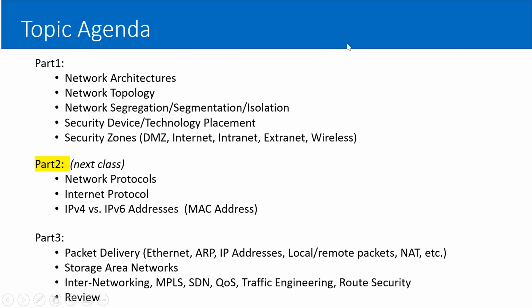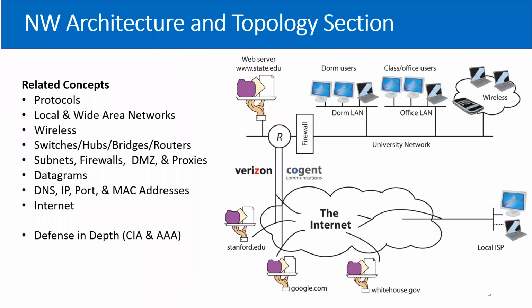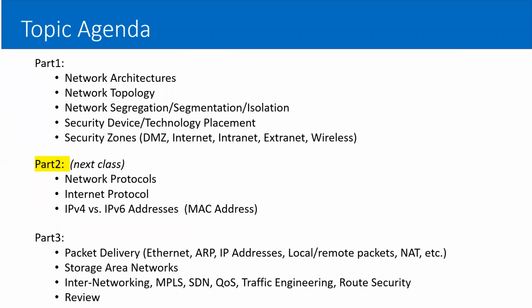All right, quick look at the agenda. In Part 1, we covered the architectures, the topology. We talked about network segregation, segmentation, and isolations, things that are done to secure the network. We also talked about some security devices and very specifically where those devices are placed to add security to your network. And then we talked about security zones, things like DMZs, which are buffer zones, to prevent external activity from getting into your internal network.